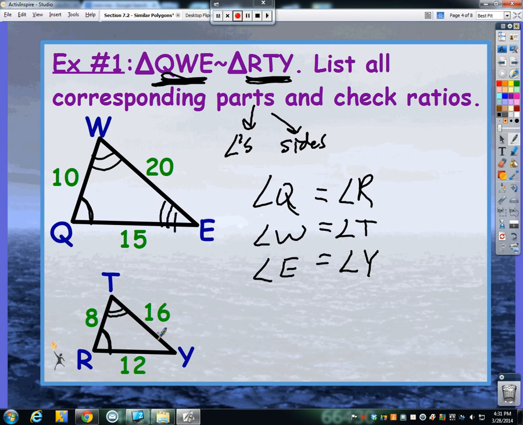E, I could put 3 arc marks, and Y, I could put 3 arc marks. And I know those angles have to match up because the similarity statement told me that that was the order that the angles have to go in. So that would be the angle part, which is, again, always going to be the easiest. The sides, we're going to have to check.